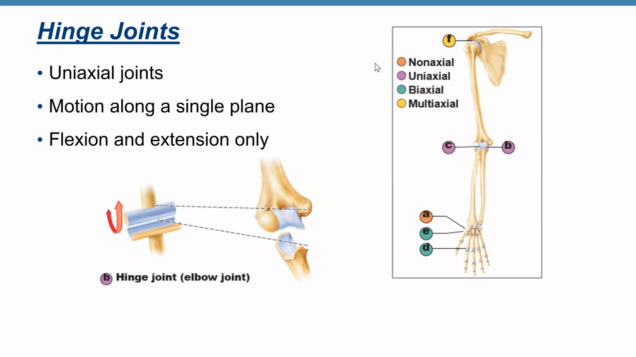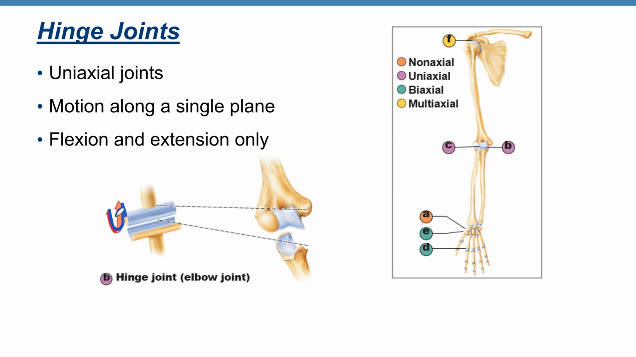Then we have hinge joint. It's a uniaxial joint, motion along a single plane, and it's like a hinge of your door, right? So you can only move in one plane, and it allows you flexion and extension only. So the example is going to be your elbow joint. It's a hinge joint between the humerus and ulna, and specifically between trochlea and trochlear notch, right?